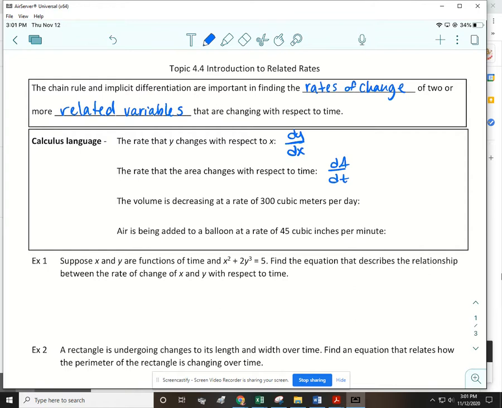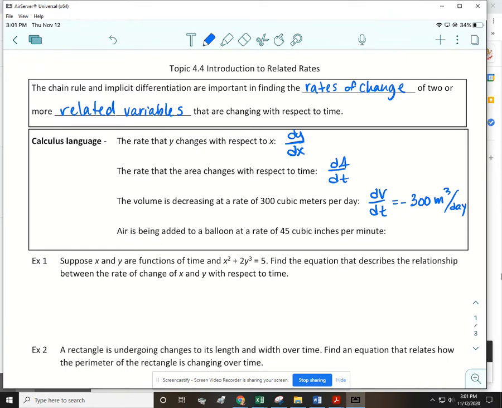All right, the next one takes it a step further. The volume is decreasing at a rate of 300 cubic meters per day. So volume is changing with respect to days, or volume is changing with respect to time. So that's going to be dV dt. Is means equals. Decreasing means negative. And then 300 cubic meters per day.